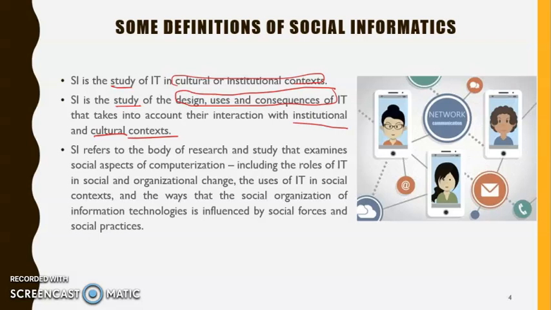Okay, and here we have the third bullet. It says SI refers to the body of research and study that examines social aspects of computerization, including roles of IT in social and organizational changes. Again, you see how much it is repetition of the previous one. It used the word research, it used the word study. So you see, we have this word extra to this. And it talks about social aspects of computerization.